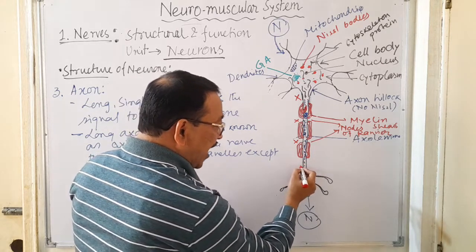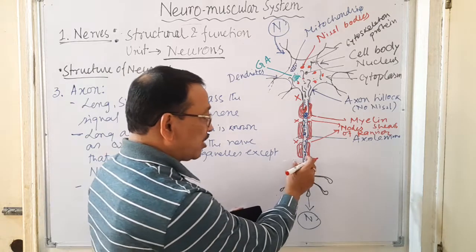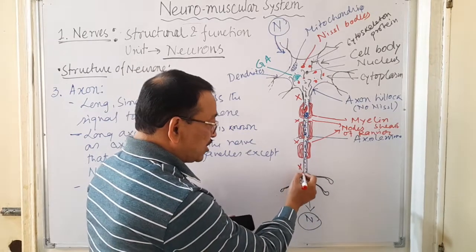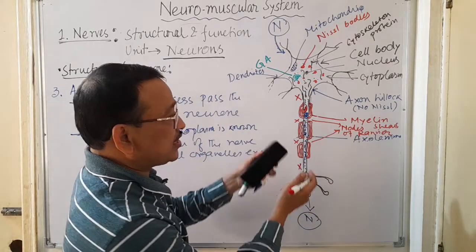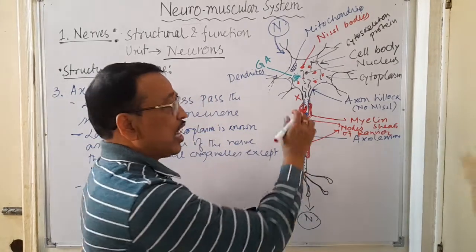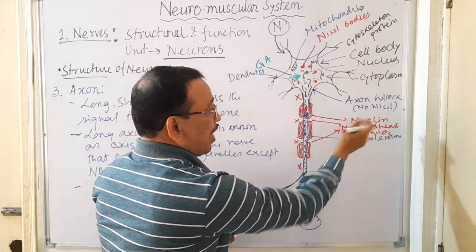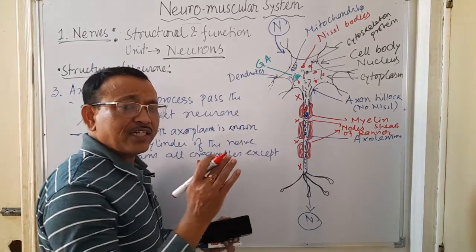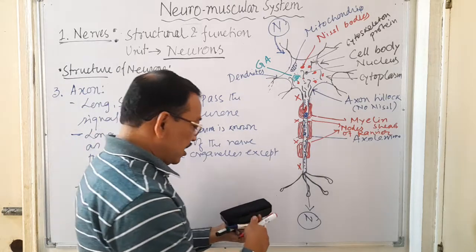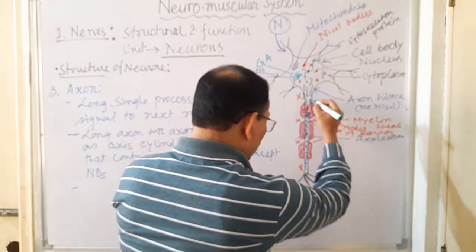And at the end part of the nerve from which the axon terminals originate, there is no myelin sheath. So except for this part, the entire length of the axon in some neurons has the concentric layer of protein and lipid, and those are known as the myelin sheath. This myelin sheath is synthesized and released by a cell known as the Schwann cell.